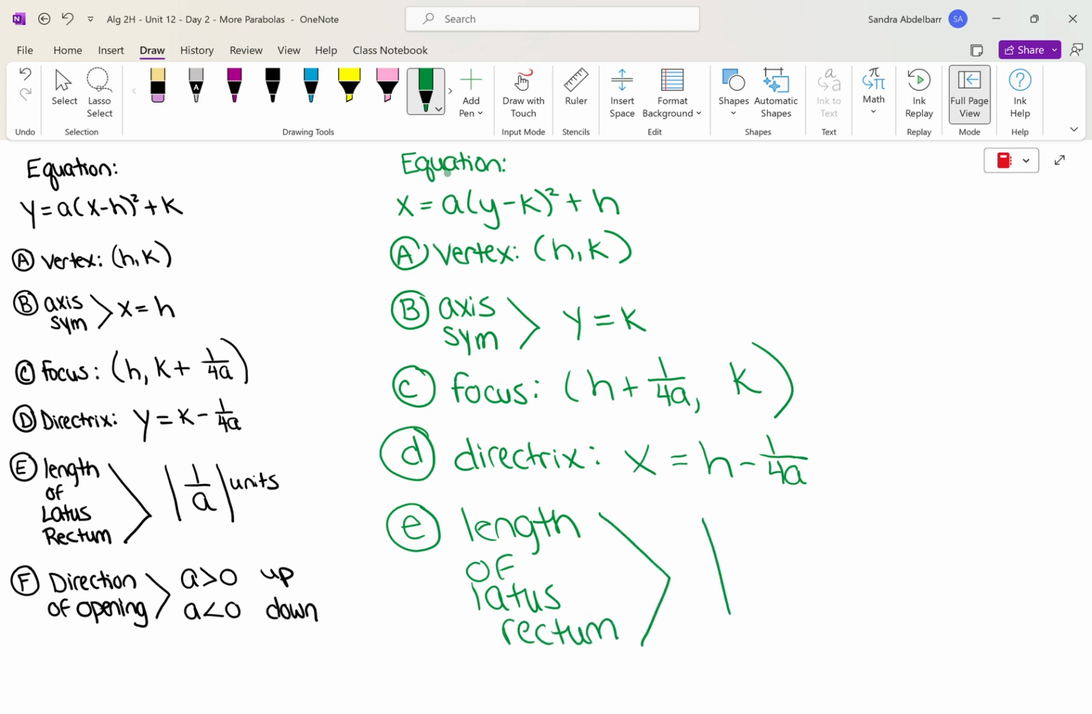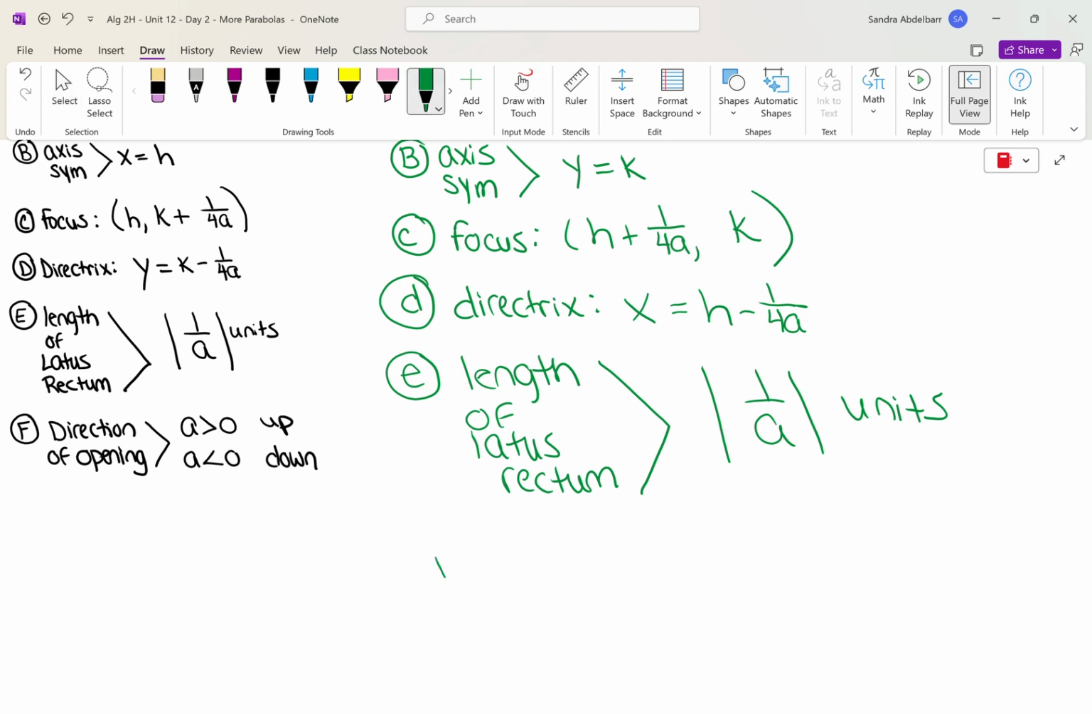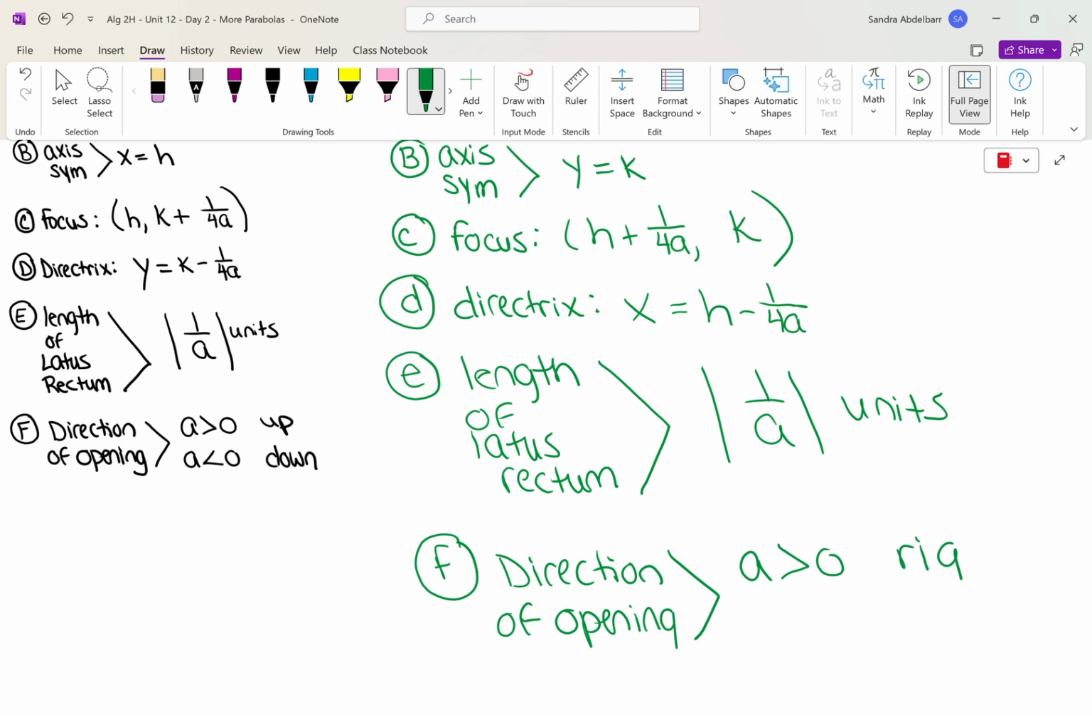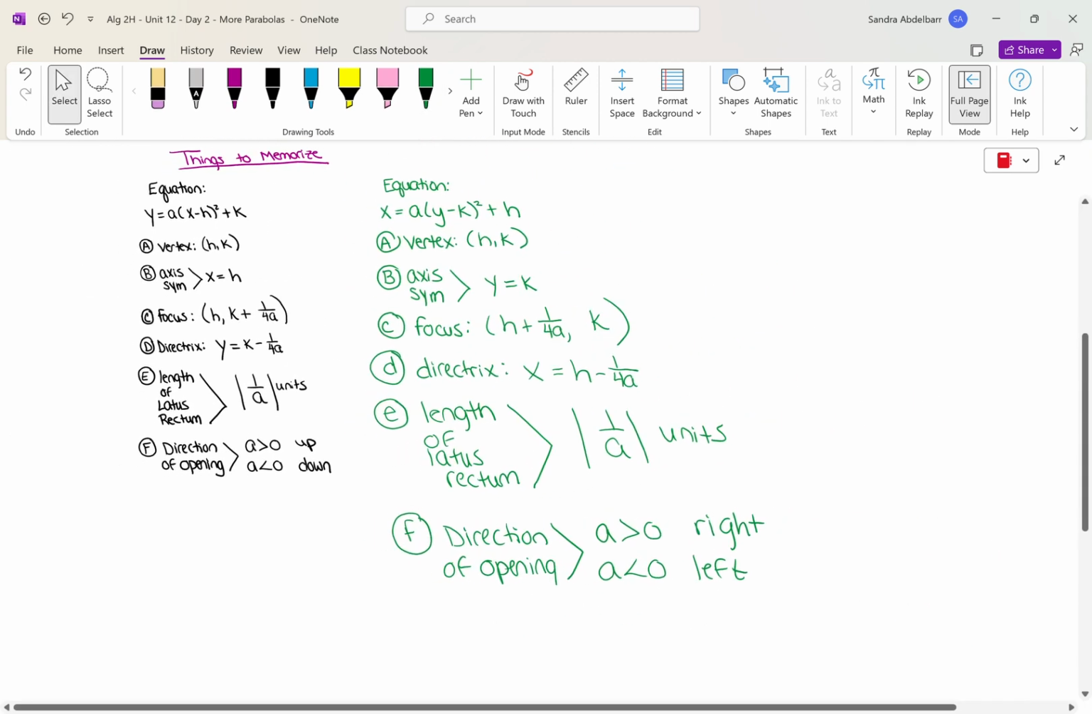All right, the length of the latus rectum is going to be the same. It's 1 over a units long. And lastly, the direction of the opening. If a is greater than 0, it will open to the right. If a is less than 0, it will open left.